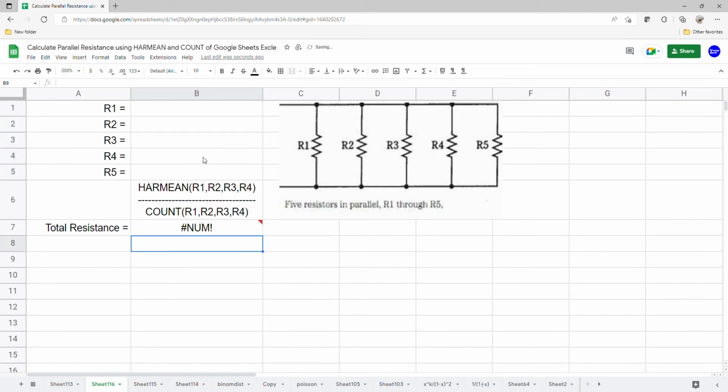And again, let's say you start with the values 1. Each resistor has 1 ohm, so the total resistance is 0.2. I change this to 4. I change this to 5. I change this to 10. Change it to 11. Change it to 15. Change this to 8. This completes the use of the functions HARMEAN and COUNT to calculate parallel resistance.